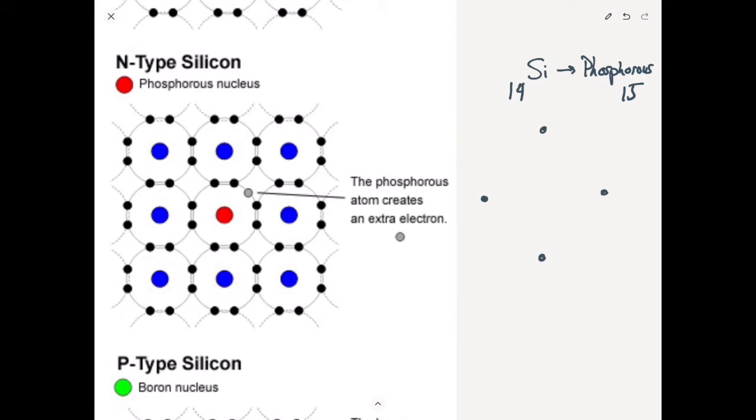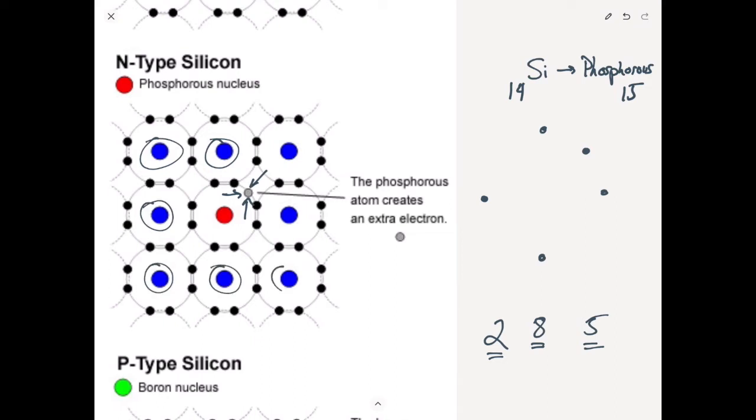So rather than having 4 valence electrons, phosphorus has 5, because the phosphorus electron cloud goes 2 in the first, 8 in the second, and then 5 in the third layer to create that electrically neutral atom, 15 plus, 15 minus. So that 5th electron has nothing to bond with because all of the adjacent atoms in my silicon crystal are silicon, and they only have 4 to give, right?